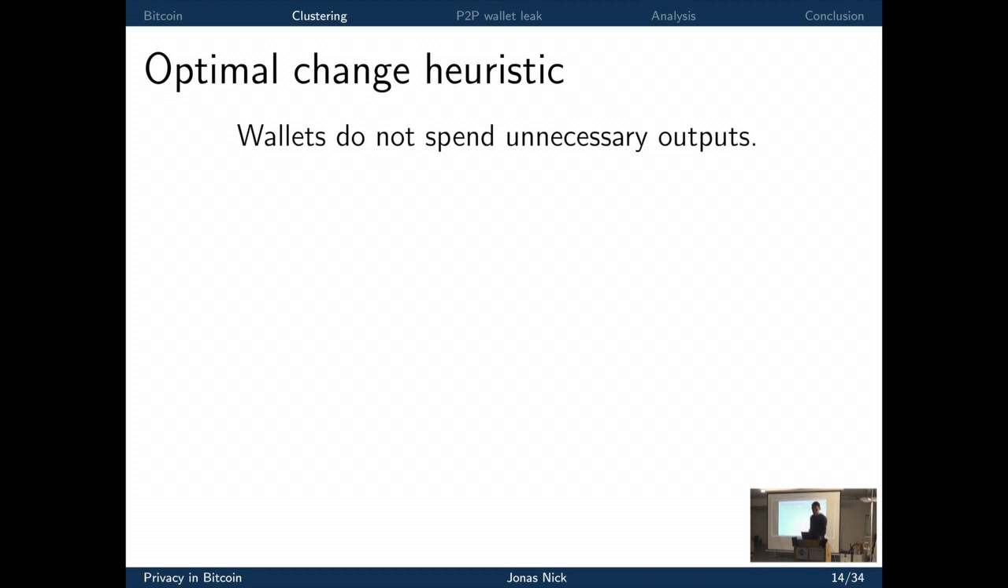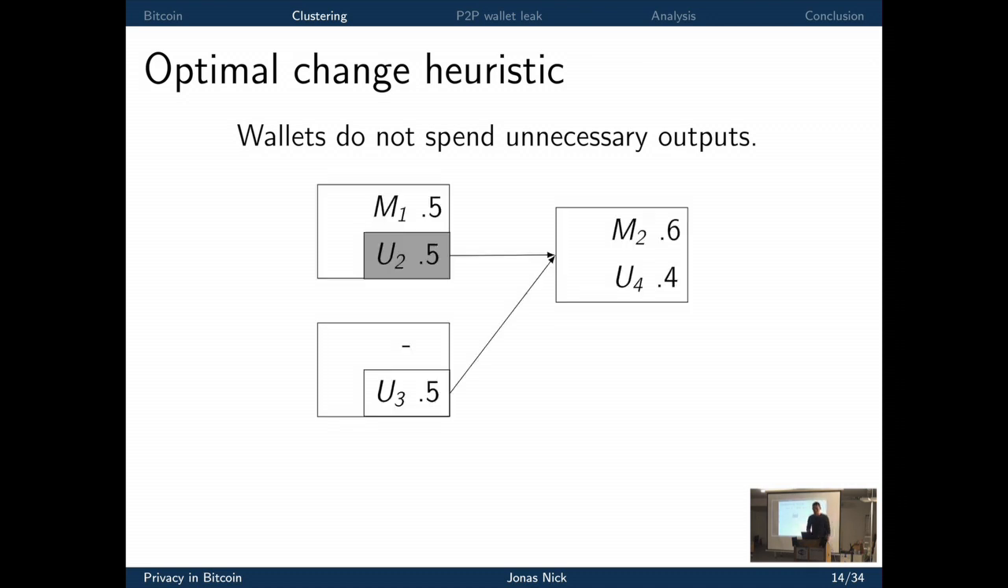Okay, next one is the optimal change heuristic. This one was actually introduced by Christian Decker. He came up with this, and what you basically use is the assumption that wallets do not spend unnecessary outputs. So, for example, let's say here in this transaction graph, now you want to distinguish which one is the change. Or let's see it the other way around. Which one is not the change?